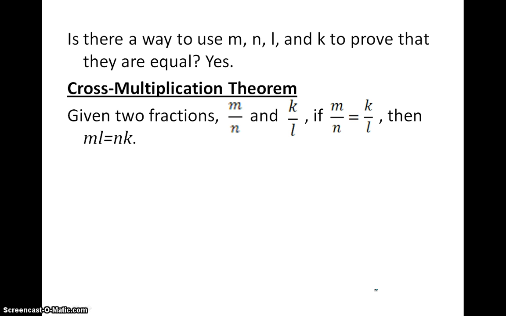Given two fractions, and again, we're already assuming, because we've been doing this for a while, we're not going to keep stating that m, n, k, and l are whole numbers. That's what we've been using, so we're just going to know that that's what we're talking about. If m over n is equal to k over l, then m times l is equal to n times k. So let's take a look at our example again.